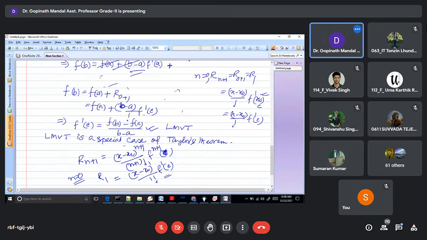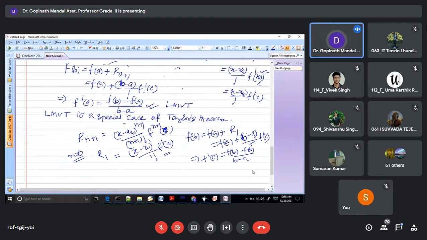This is the remainder. In that case, f of b equal to f of a plus R1. So R1 is b minus a by factorial 1 f dash c. So f dash c will be f of b minus f of a by b minus a. This is actually Lagrange's mean value theorem. So we get Lagrange's mean value theorem from Taylor's theorem. Lagrange's mean value theorem is a special case of Taylor's theorem.